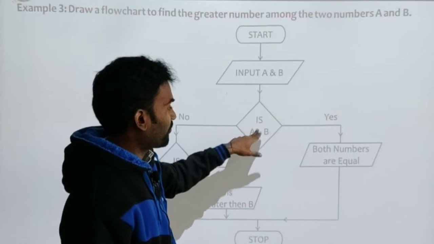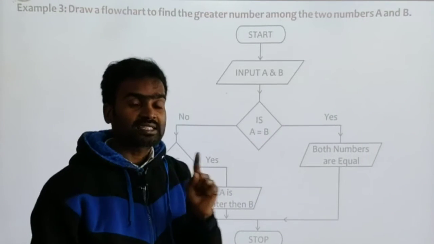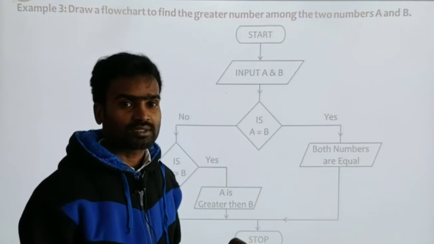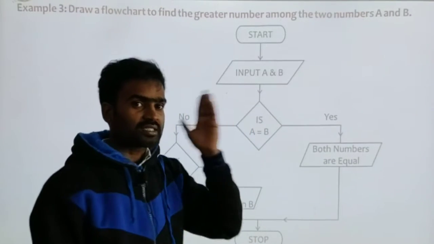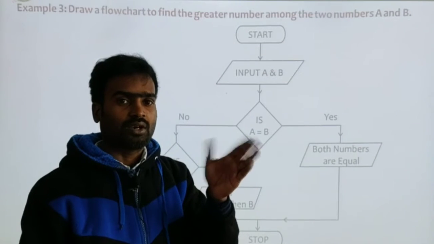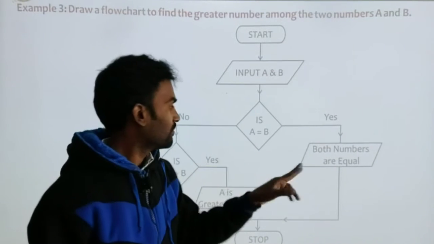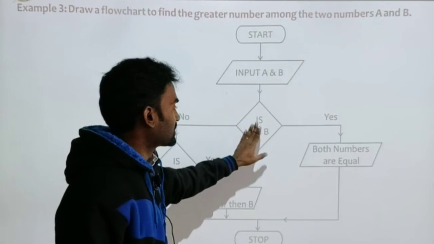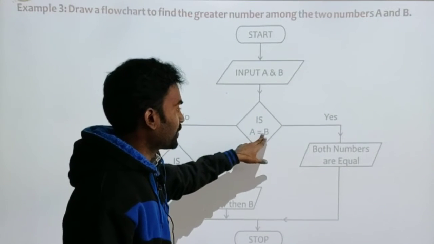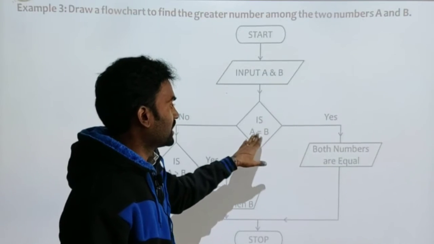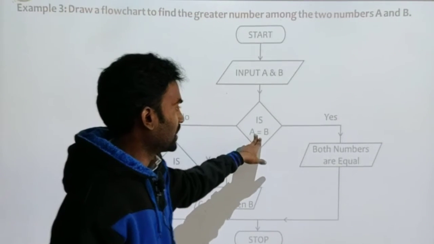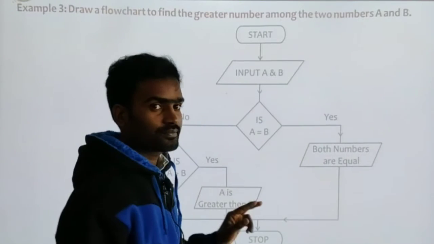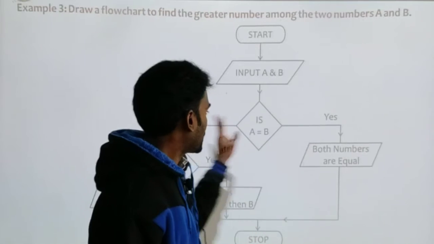Clear? In this case, as I was telling, this is a condition box. It is a decision-taking box. It takes a decision here, whether it is right or wrong. Decision, yes or no. See here, A is equal to B. Simple. It checks whether both numbers are equal or not. True or false? Okay?